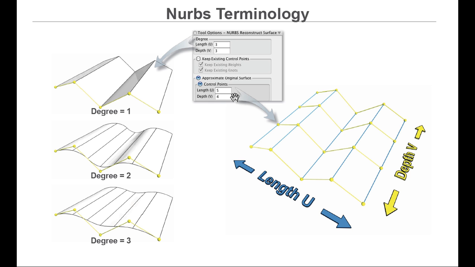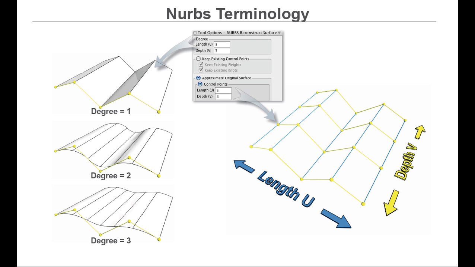Now, the second important parameter is down here, and that's the actual number of yellow dots that you see there. The value for the length U will determine how many control lines are placed along the length of the Nurbs surface, which is always shown in blue. And then you put a number for the depth V, and that will determine how many control lines are placed along the depth of the surface, and these are displayed in yellow.